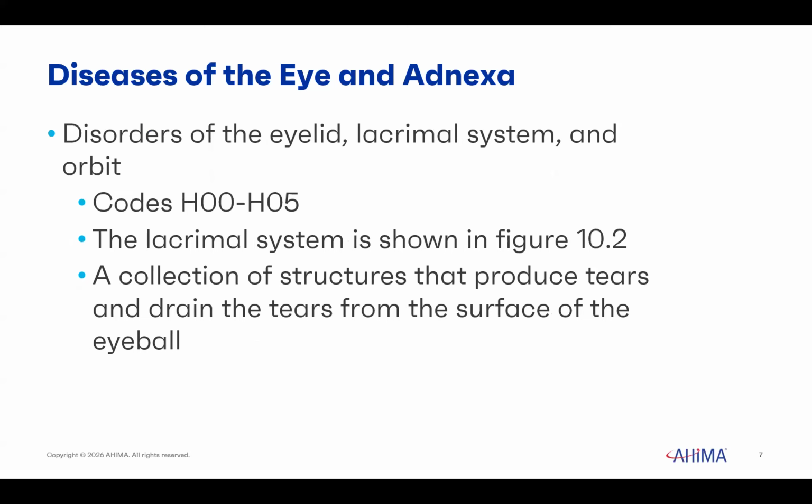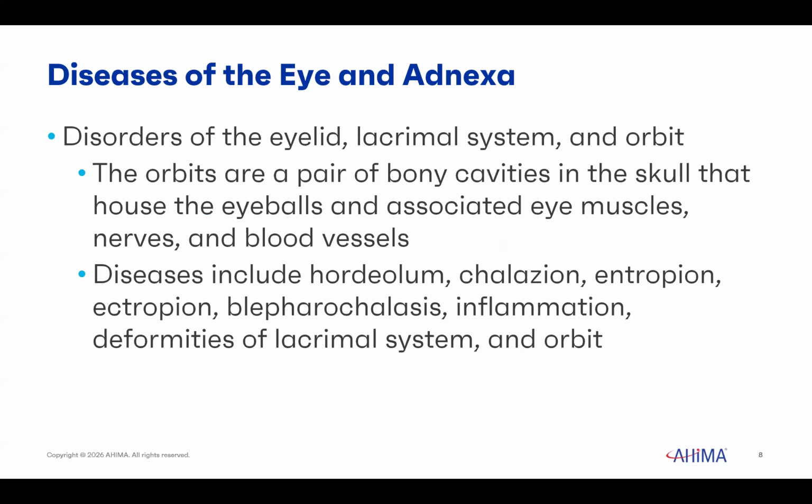There are also specific codes for disorders of the eyelid, lacrimal system, and orbit, and these fall in code categories H00 through H05. The lacrimal system produces and drains tears from the eye itself. And again, we talk about disorders and diseases of the orbits. We're talking about those bony cavities within the skull that house the eyeball itself and the associated eye muscles, nerves, and blood vessels.